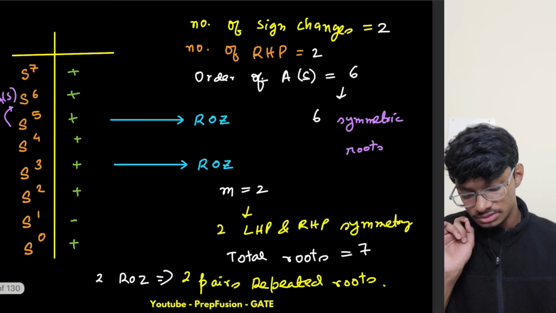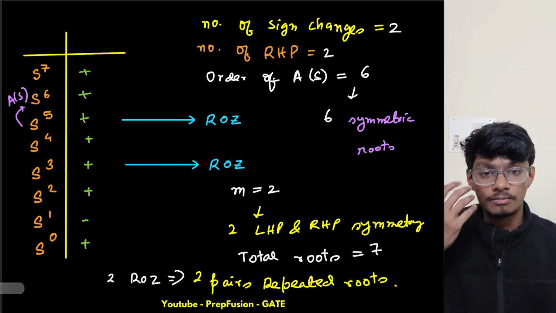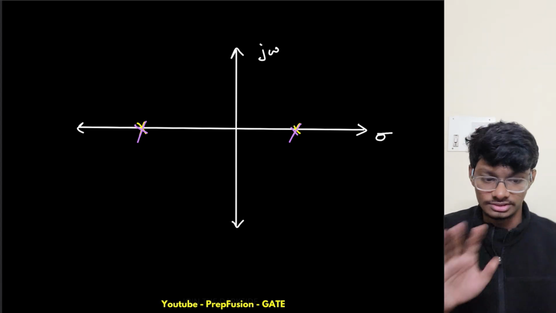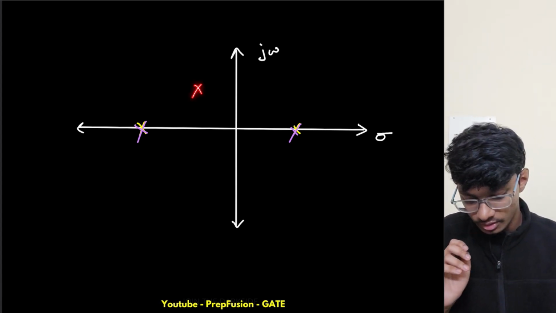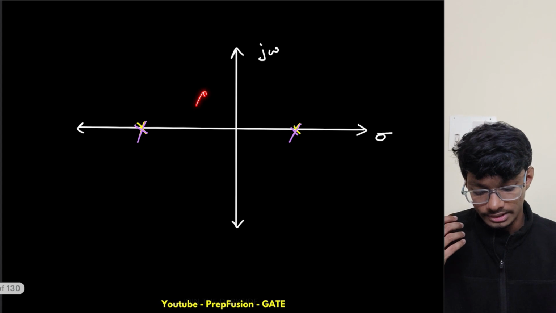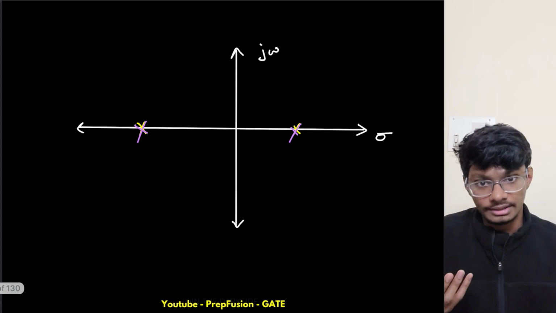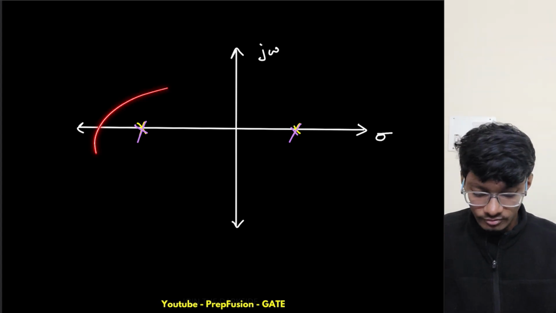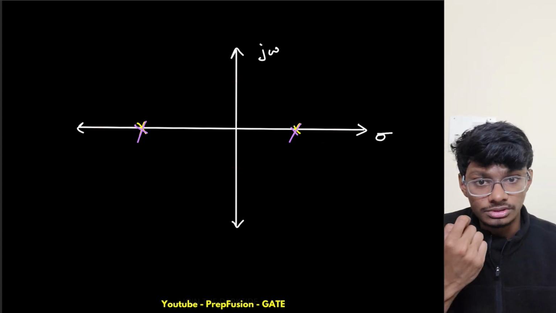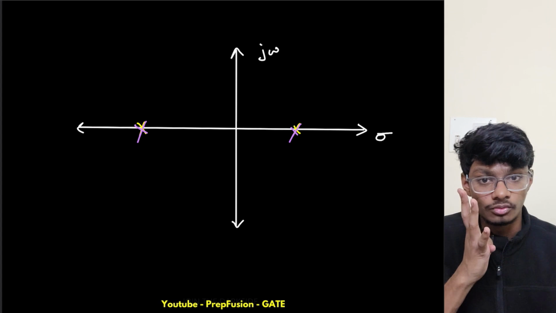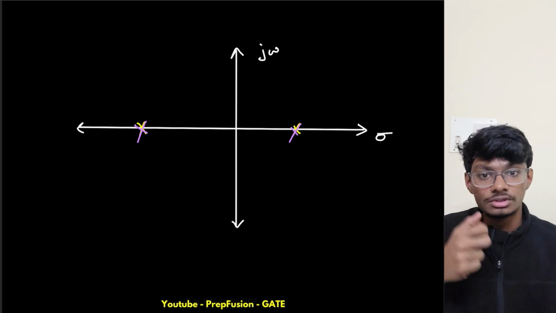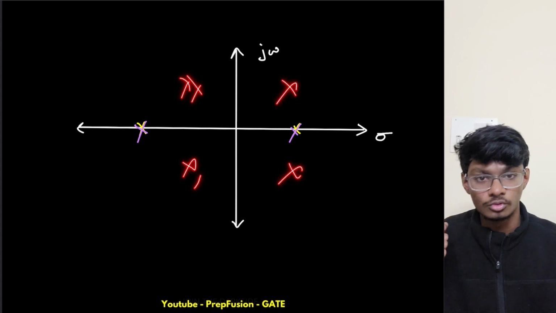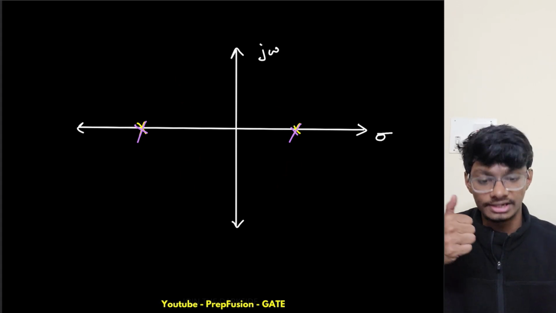No. Why? Because my number of right half poles are 2 only. So my two poles are exhausted. Can they lie around here? They can lie, right? But what is the issue? I have got only 4 symmetric poles. I still need 2 symmetric poles. So they can't lie around here, because if they lie around here, I need another 2 poles here, which is not possible. At max, I can give 1 pole.